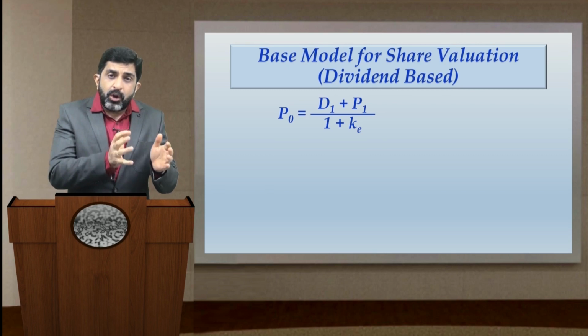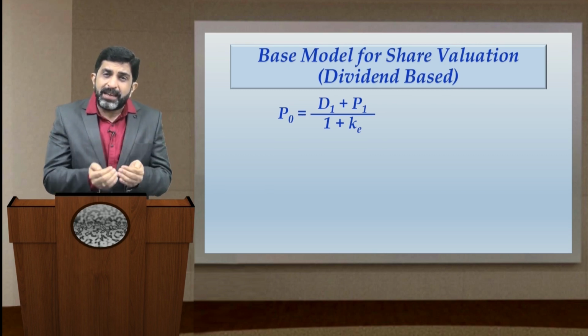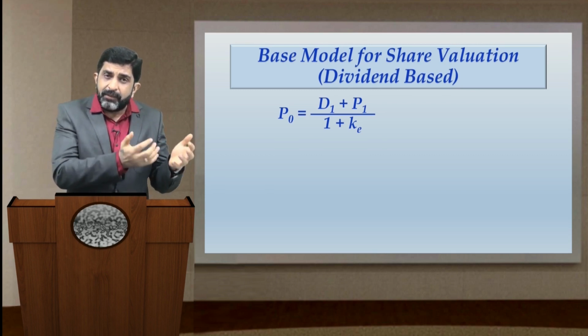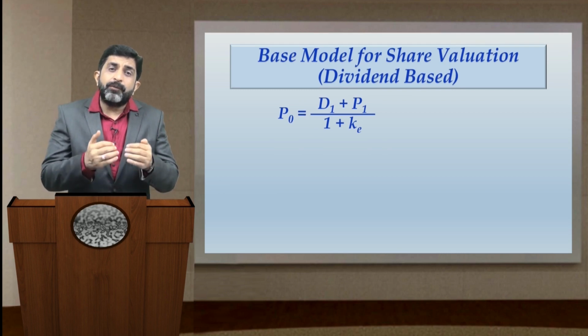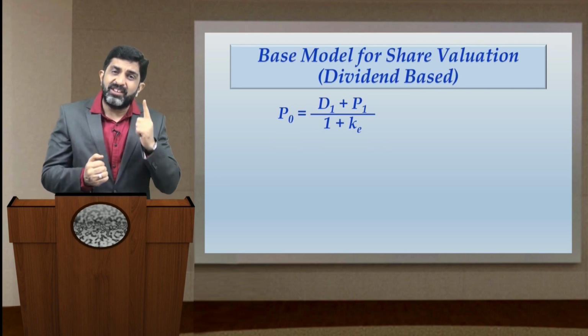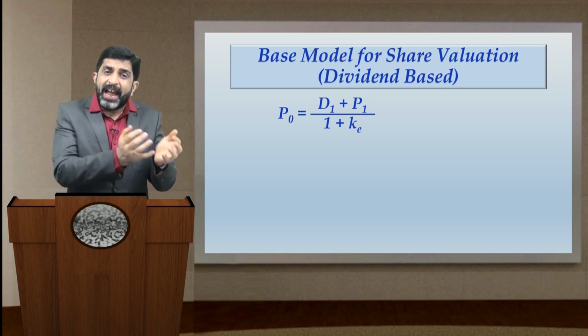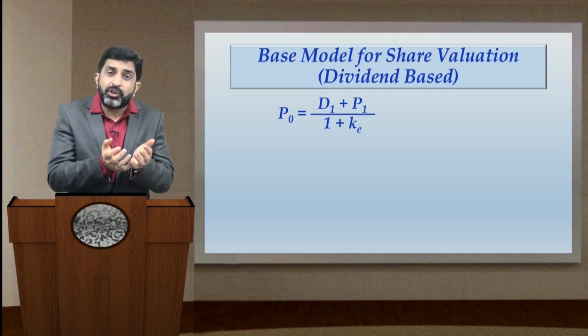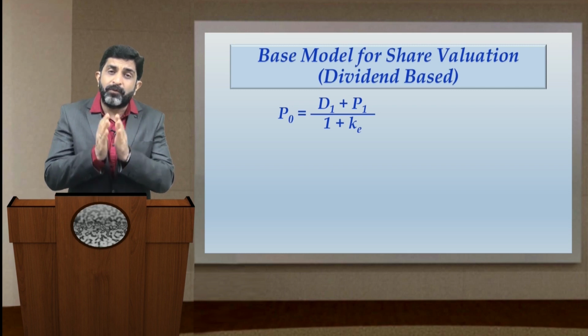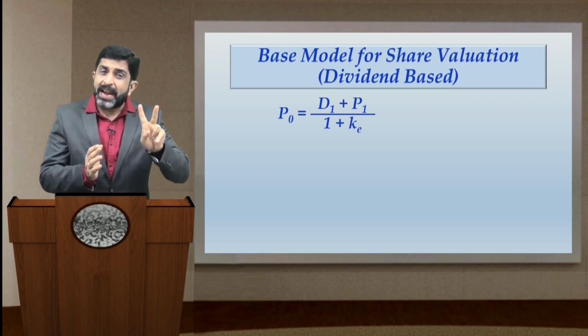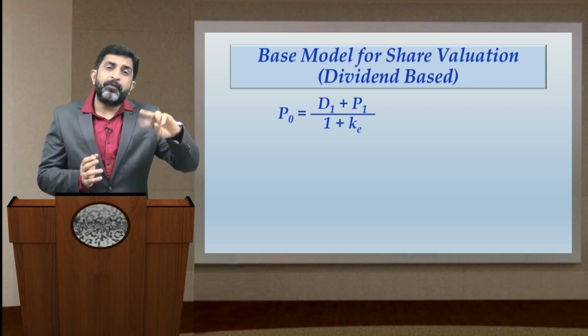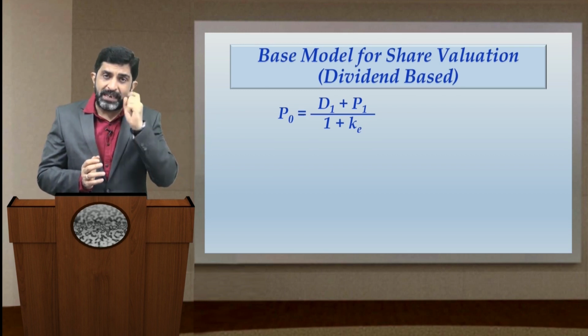Why? Because D1 will definitely be a cash inflow. Expected dividend will be received in cash. If your investment time horizon is just 1 year, maybe by end of the year you sell out the share and you will get the price of the share in hand in the form of cash. So D1 and P1 will both be future cash flow after 1 year.